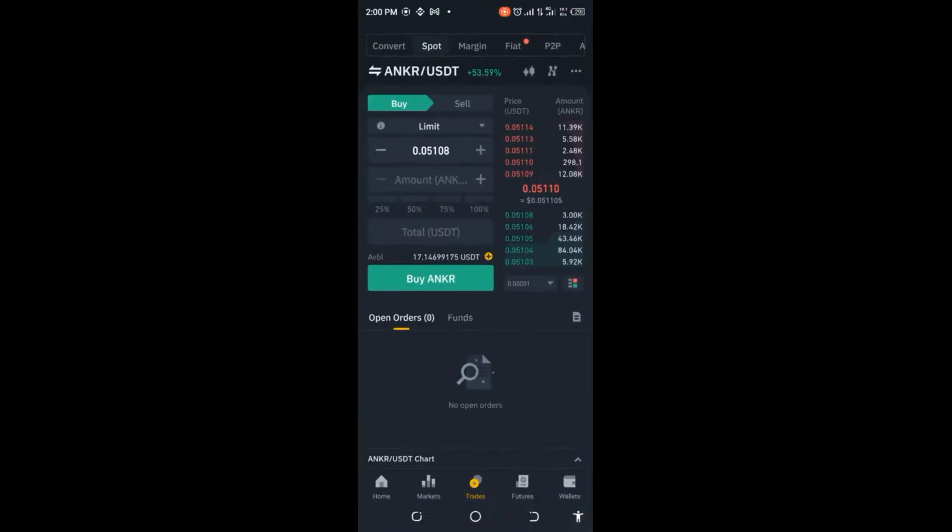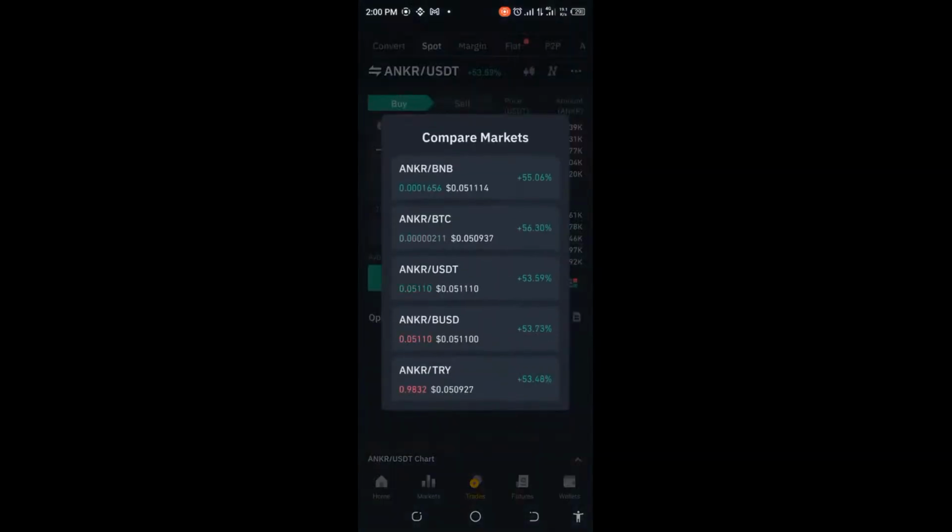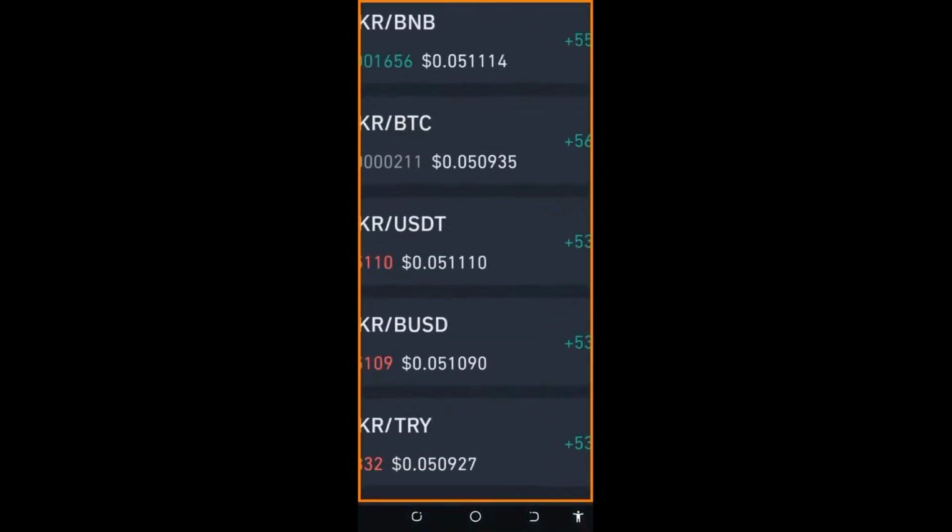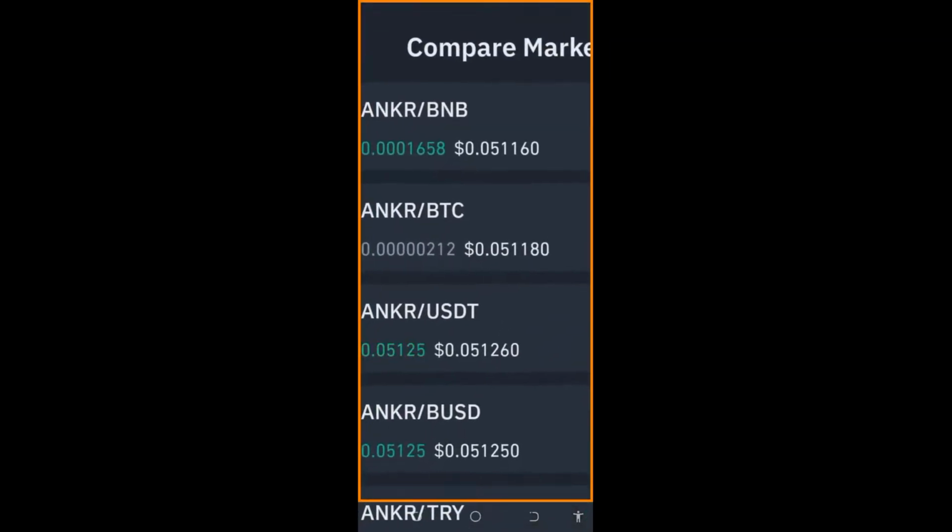05110. Let's go check the compare markets. Okay, because it's really flipping and flopping. Okay, as you can see here, BTC is 0509. USDT is definitely going to get back to 0509, and I'm going to put it back at 0509. That is what I am going to put it back as, and that's what I'm going to sell it as. So this is what we're going to do. As you can see that it's flipping and flopping.